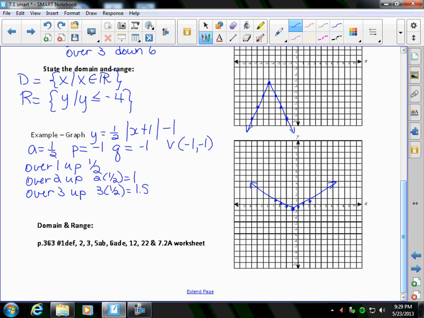So you can see, because my a value was less than 1, my graph got a lot wider. In the last one, the absolute value of a was greater than 1. It was a 2, so it made my graph narrower. So your domain for this one is the set of values for x such that x is an element of real numbers. So domain's not changing for us. Our range will, though. Set of values for y such that y is, my graph is going up, so it's greater than or equal to my q value of -1.